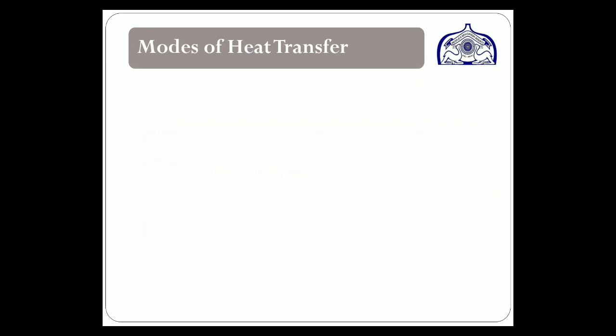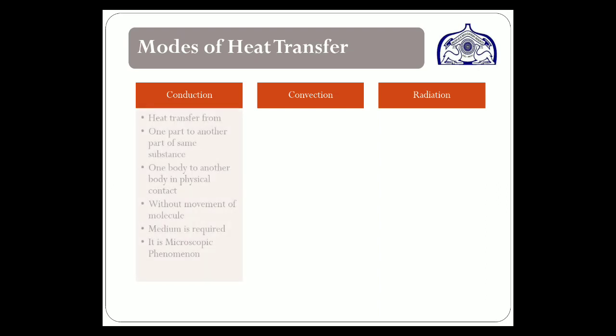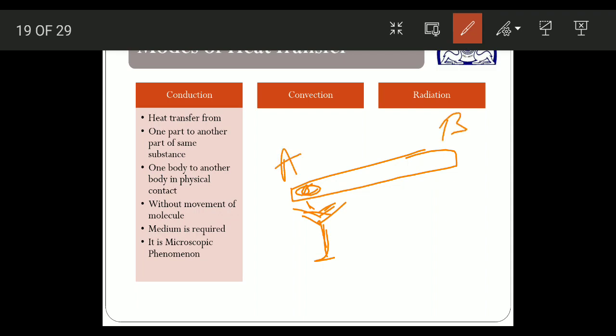Now let us see the modes of heat transfer. Basically there are three modes of heat transfer. First is conduction, second is convection, and third is radiation. Let us see what is meant by conduction. Let us consider a rod. If this rod is heated at one end, what will happen? This end gets heated first. Suppose this is end A and this is end B. After some time, end B also gets heated. Whatever heat is transferred from this part to this part is due to conduction.